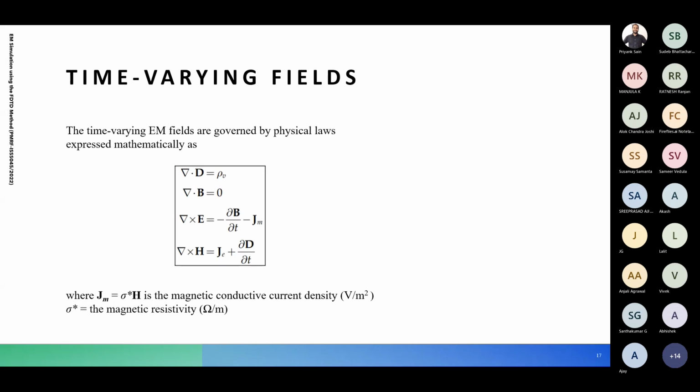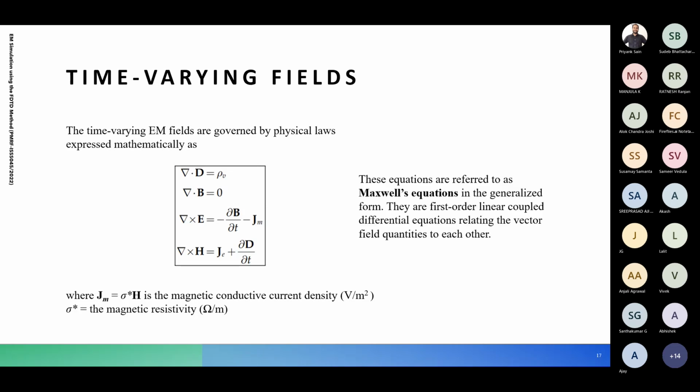Now the time varying EM fields are expressed mathematically by Maxwell's equations. We have 4 Maxwell's equations, which are given by the curl and divergence of magnetic flux density, electric flux density, electric field intensity and magnetic field intensity. I hope everyone is familiar with these Maxwell's equations, so we won't spend much time.